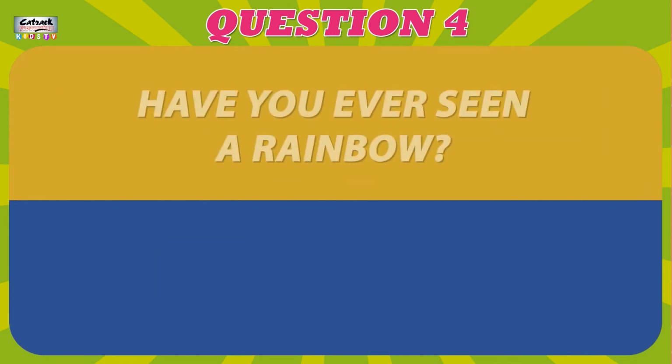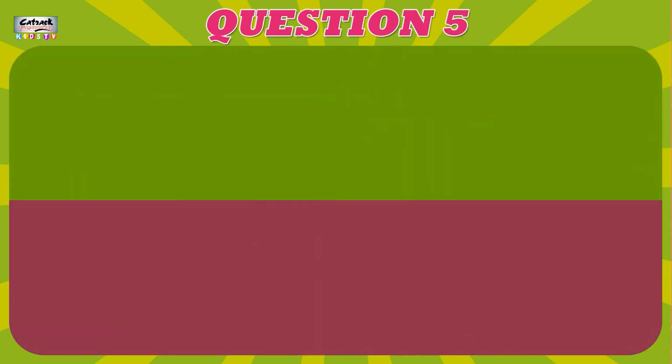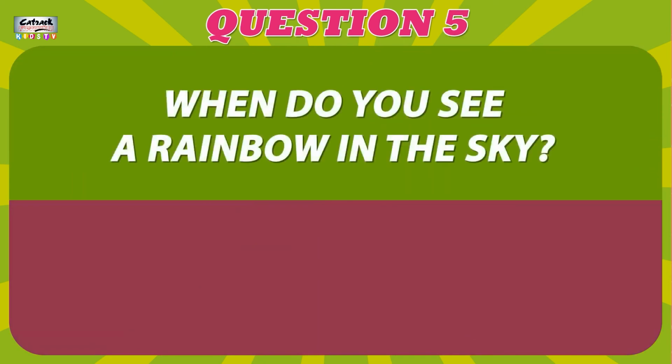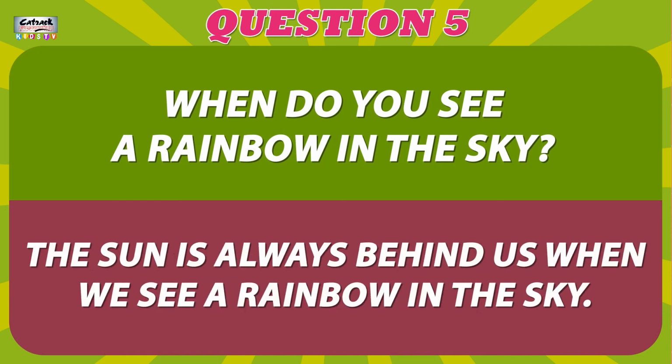Question 4. Have you ever seen a rainbow? Answer. Yes, I have seen a rainbow. It looks very beautiful. Question 5. When do you see a rainbow in the sky? Answer. We see a rainbow in the sky right after the rain. The sun is always behind us when we see a rainbow in the sky.